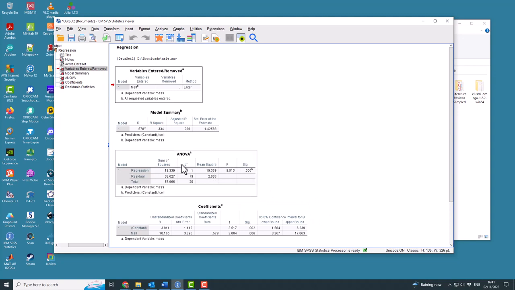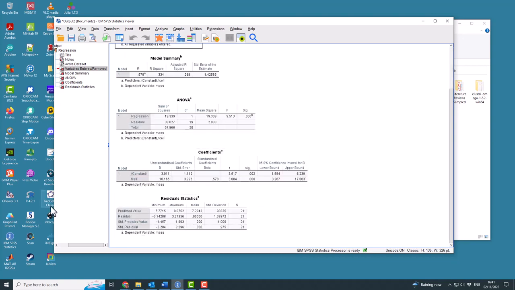Next, you have the ANOVA table, which you can ignore apart from the SIG. So this is telling you that you have a slope in your line. It's not just a horizontal straight line with no slope on it at all. And then you come to the model itself. So you have the constant and you have T cell.